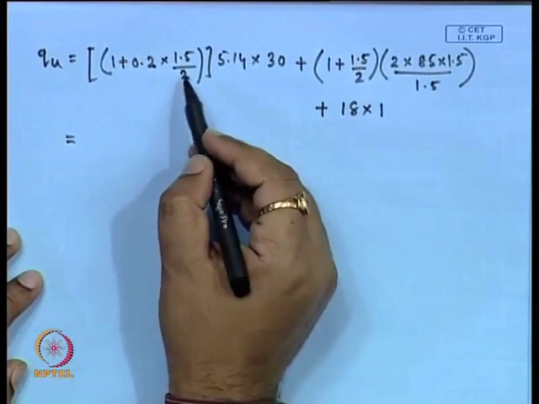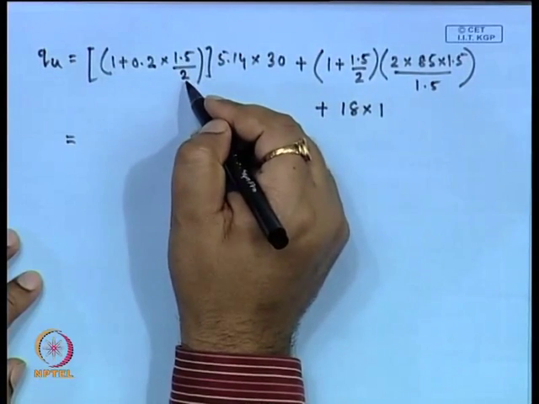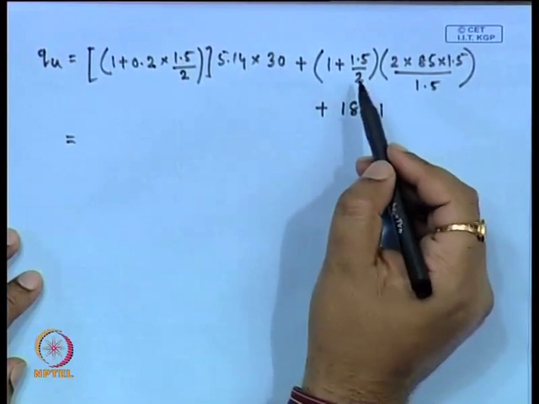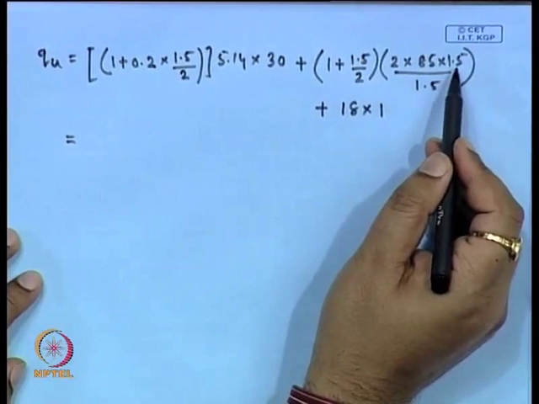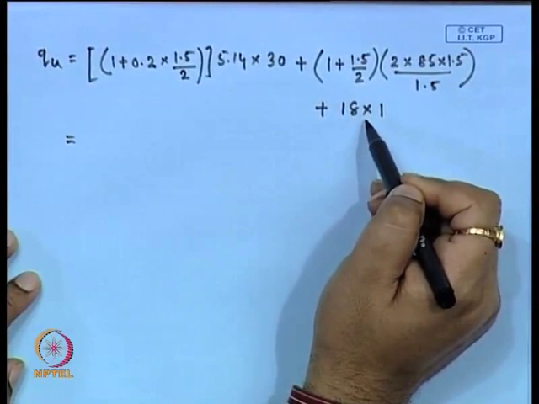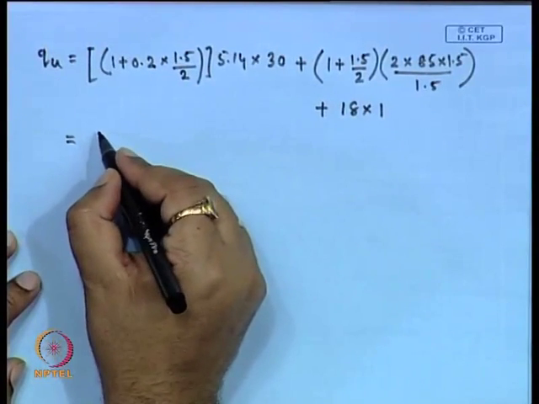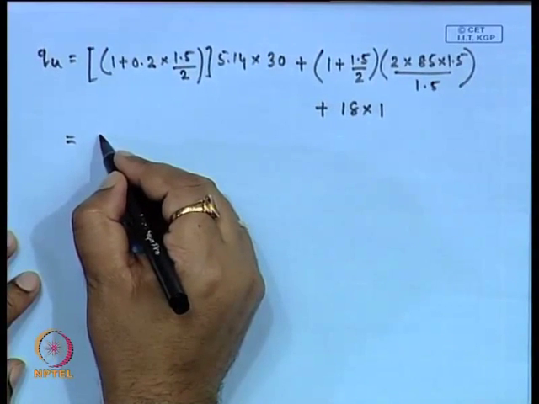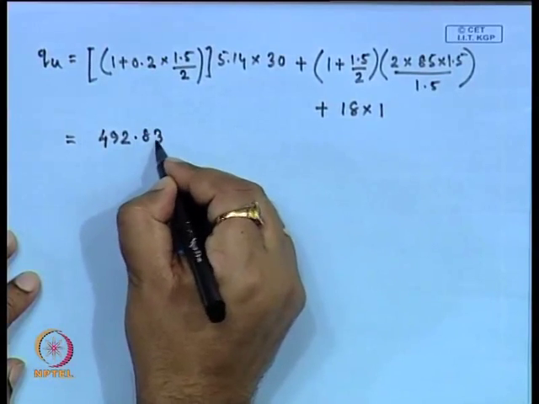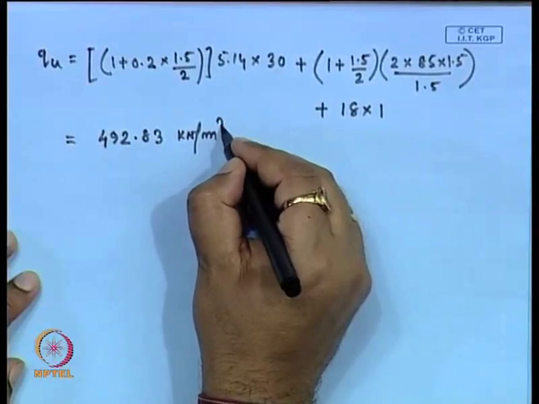So now, putting in these values: B is equal to 1.5, L is equal to 2, Cu2 is equal to 30, Ca is 85, H is 1.5, B is 1.5, gamma 1 is 18 kilonewton per meter cube, and Df is 1 meter. The total value after the calculation, we are getting 492.83 kilonewton per meter square.